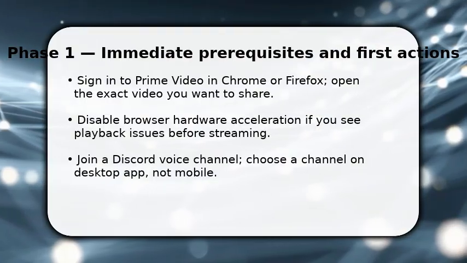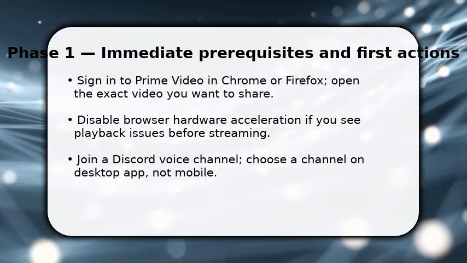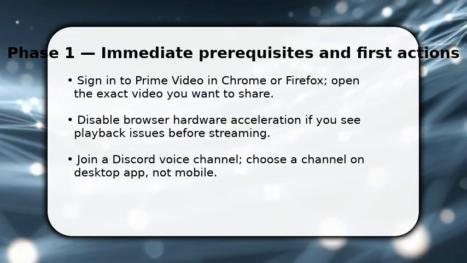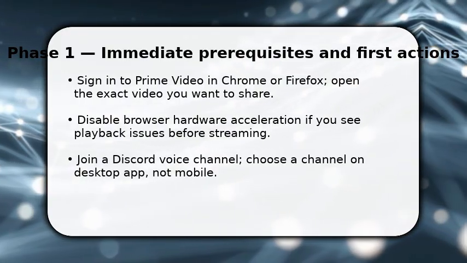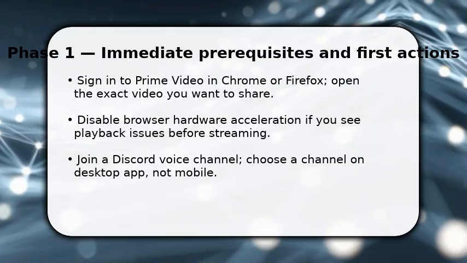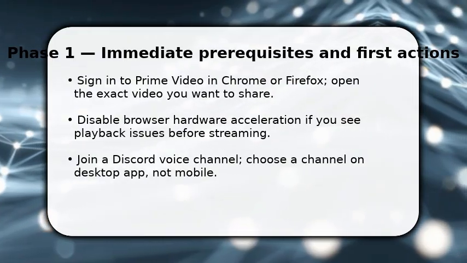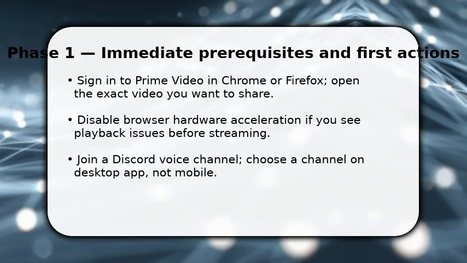You start by opening Prime Video in a desktop browser and signing in. You want the video queued and paused. Once done, join a Discord voice channel from the desktop app because mobile sharing is limited. Make sure your browser's hardware acceleration is off if you tend to get a black screen.